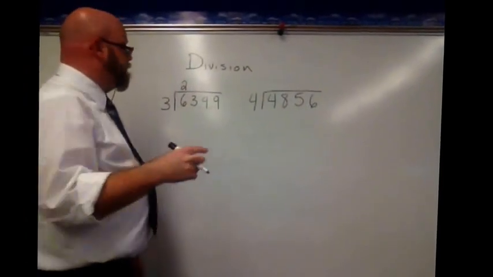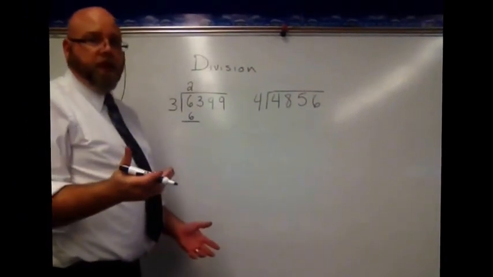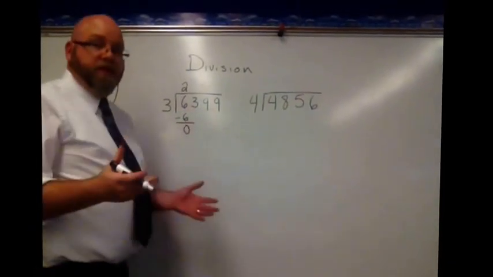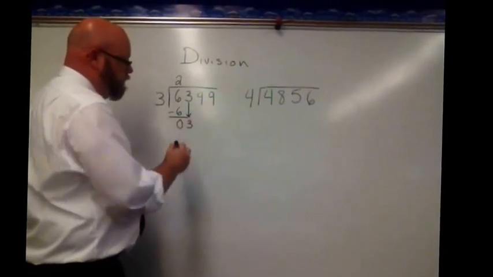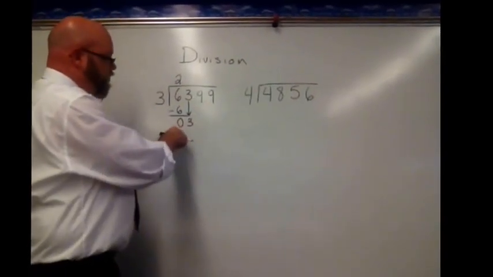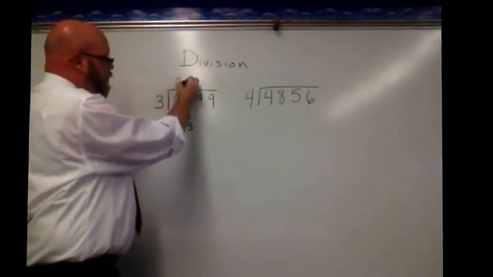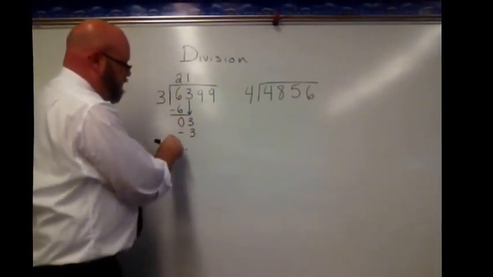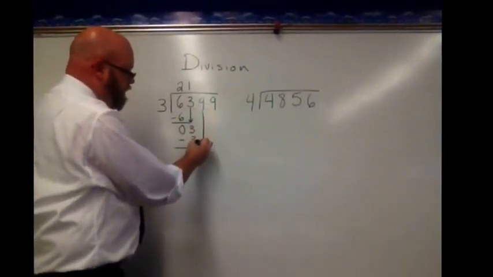That's my division step. 2 times 3 is 6. That's my multiply step. 6 minus 6 is 0. There's my subtract step. And then I bring down. And I just bring my 3 straight down and keeping it lined up. Now I'm going to look at this problem. 3 divided by 3. Well, 3 divided by 3 is 1. 1 times 3 is 3. I subtract, and I get 0. Then I bring down this first 9.